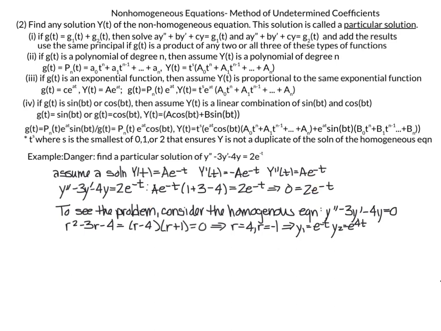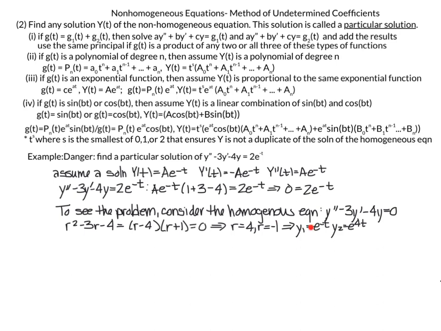Well, to see that, we'll consider the homogeneous equation y double prime minus 3y prime minus 4y equals 0. Looking at the characteristic equation, r squared minus 3r minus 4, we get that r is equal to 4 and r is equal to negative 1.